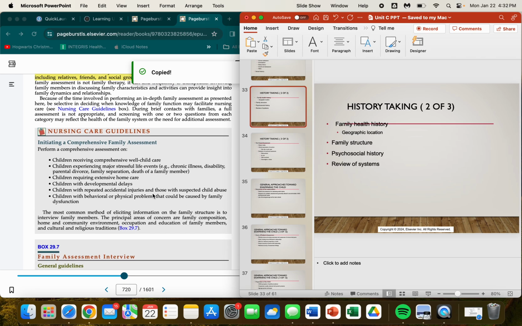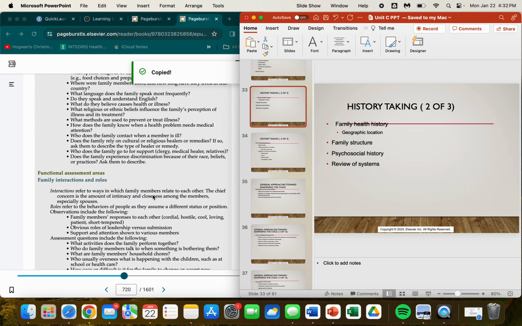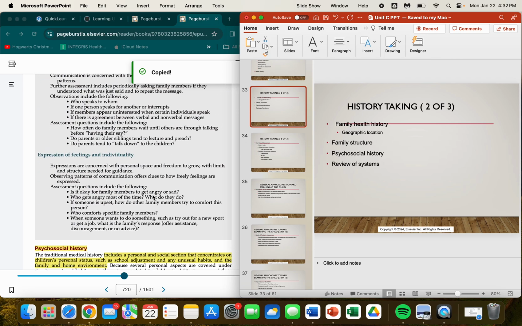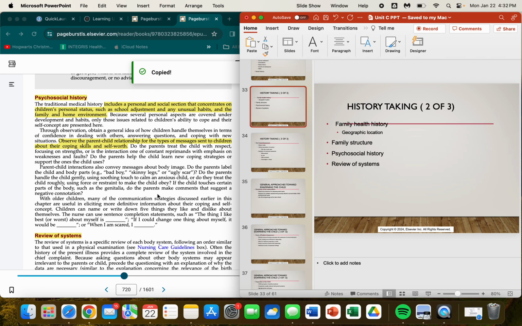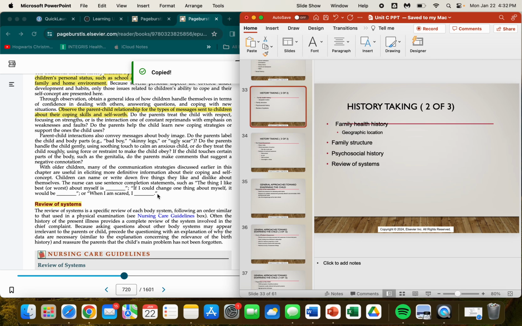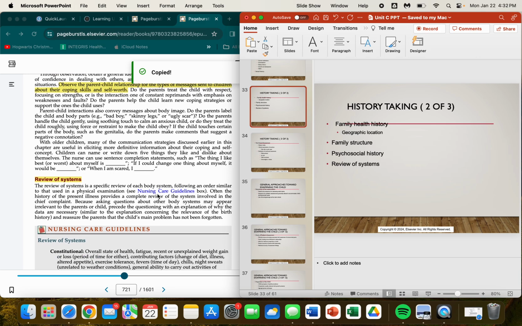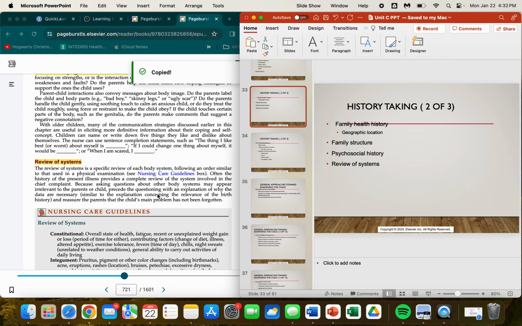And then your book starts getting into, it gives some examples of thorough assessment, and then it talks about your psychosocial history. We need a personal and social section that talks about their personal status, anything that has to do with school, habits, home environment, their coping mechanisms, their skills, altered coping mechanisms. They're all things we might want to note in their psychosocial history.